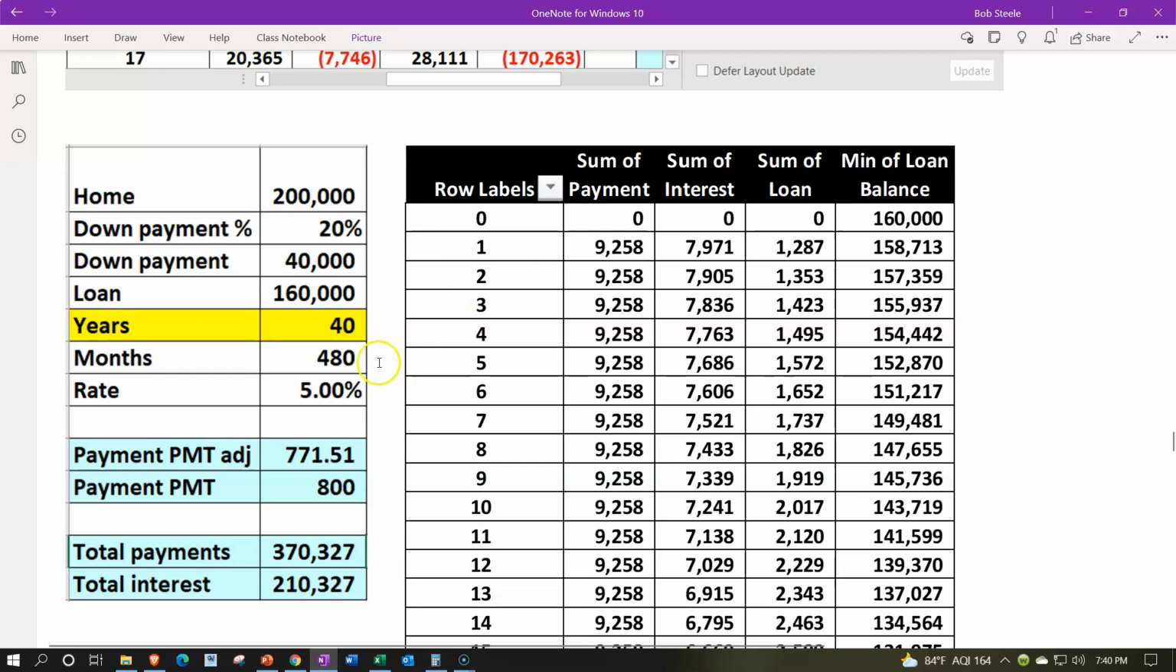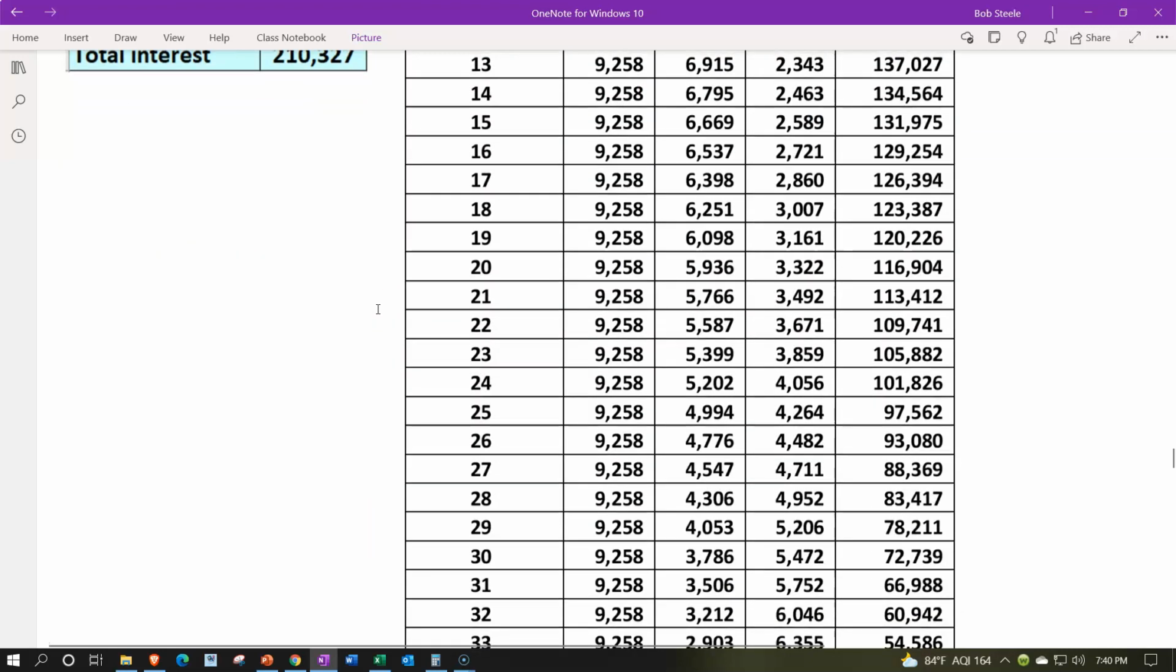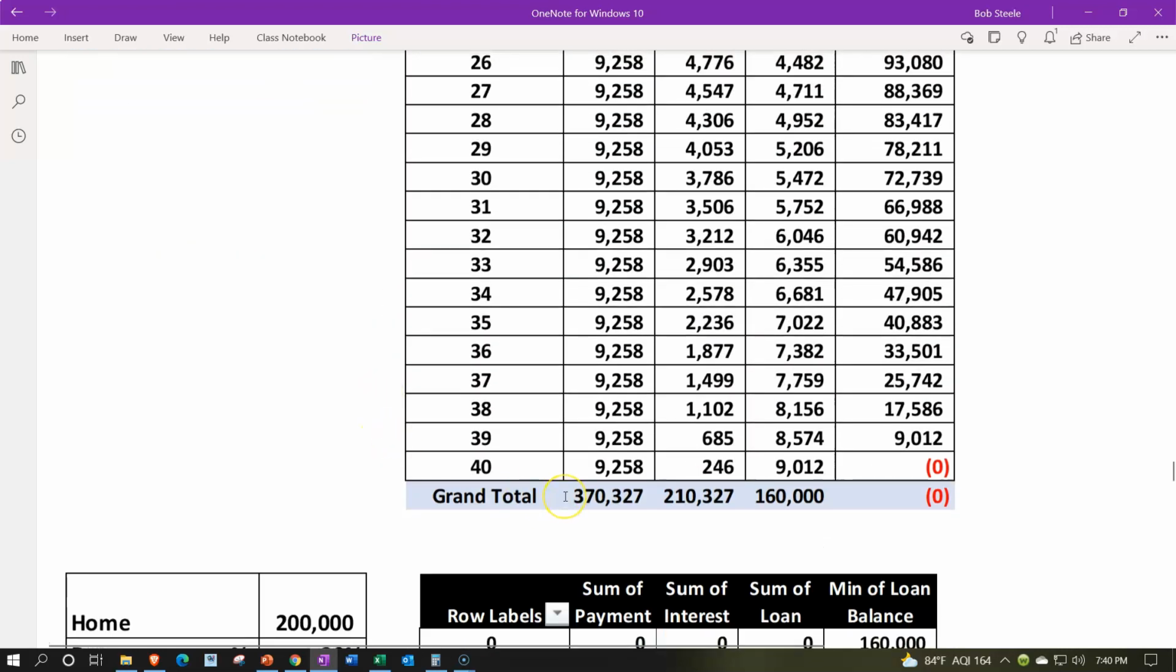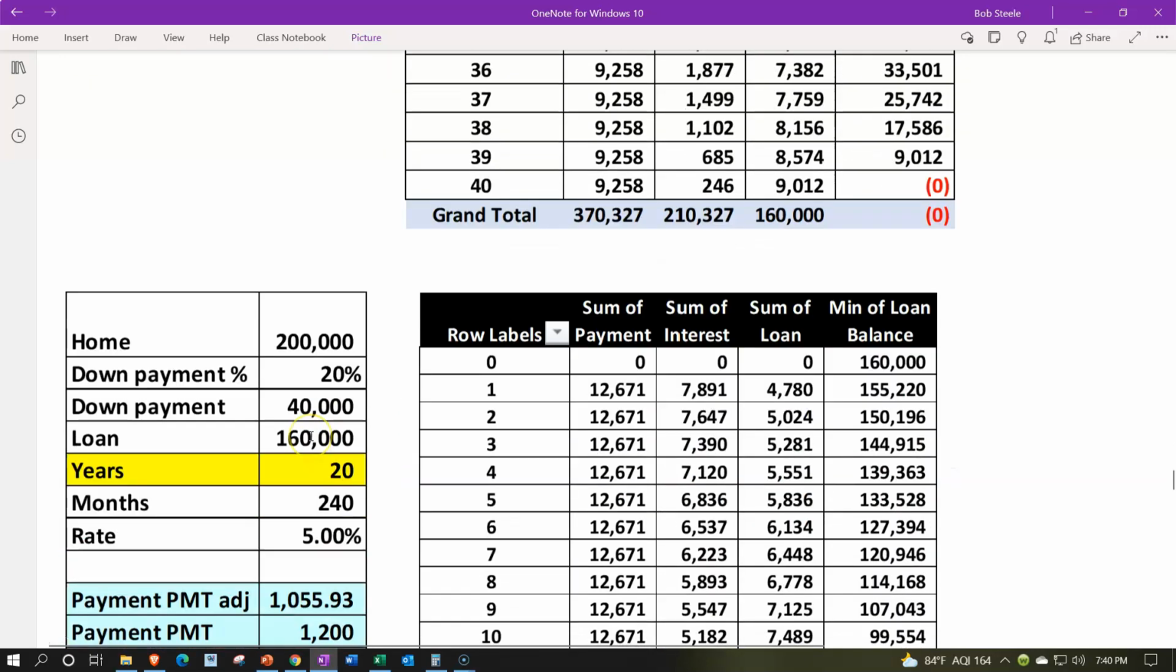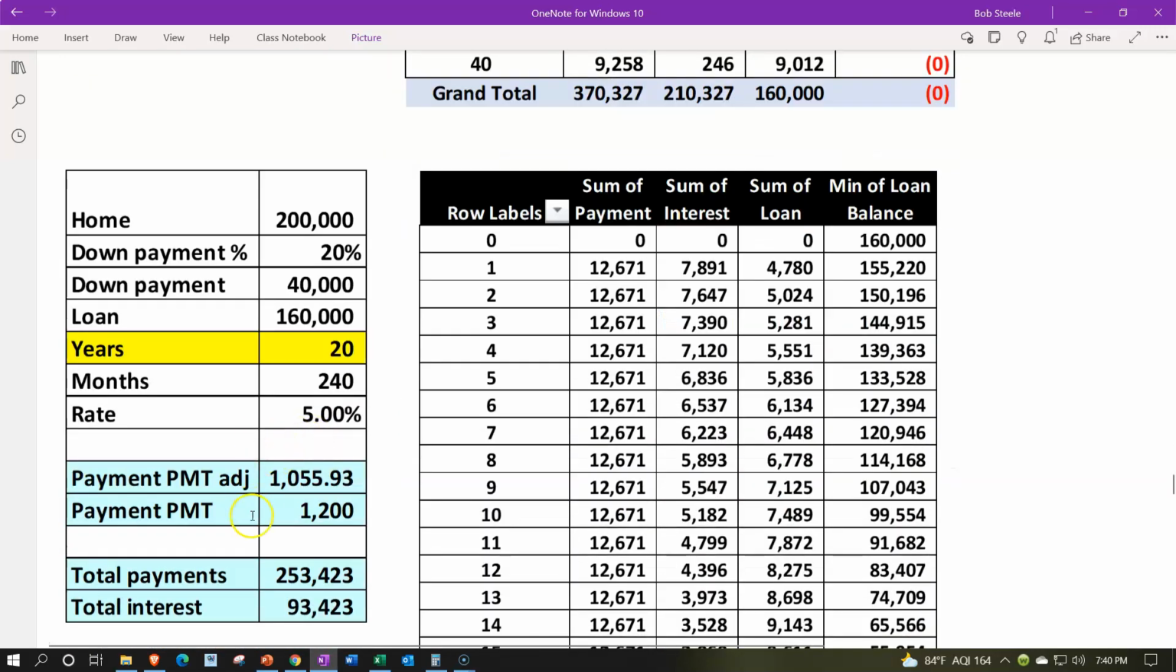Notice we got 480 payments, 40 years. This goes all the way down to 40 years now. Now every column is populated because this is our longest loan term at the 40 years. If we were to change this, say, to 1,200, we can imagine typing in 1,200 or taking that from our drop down if we made a fancy drop down.